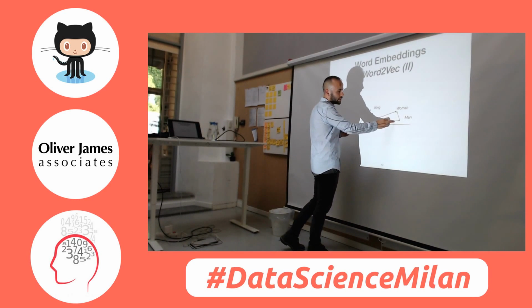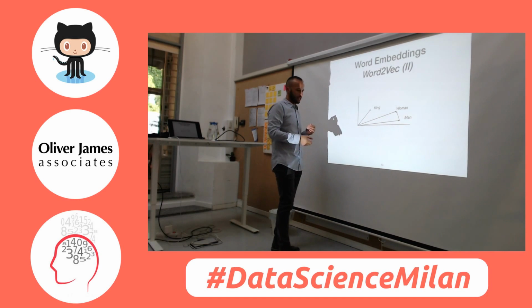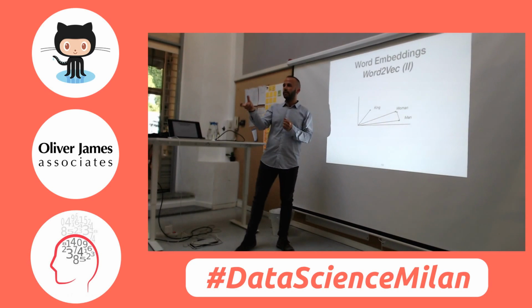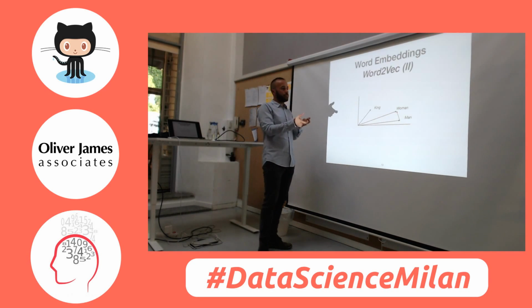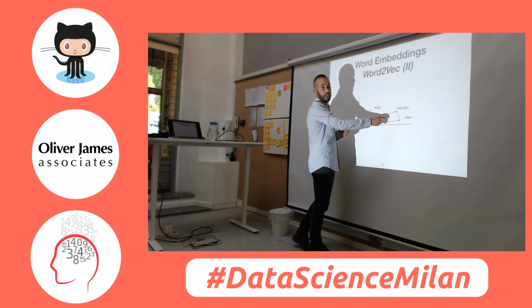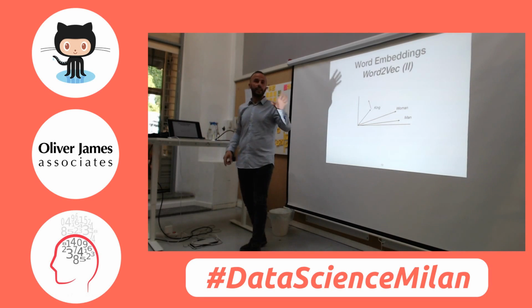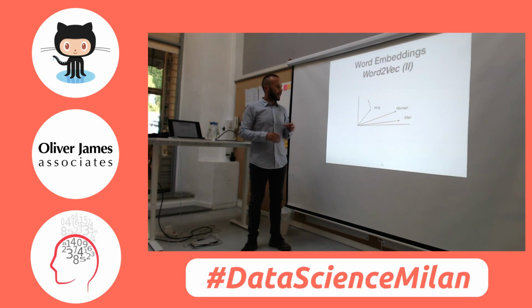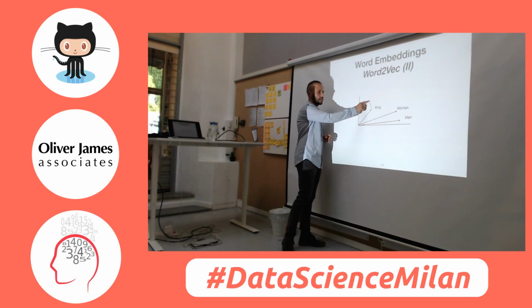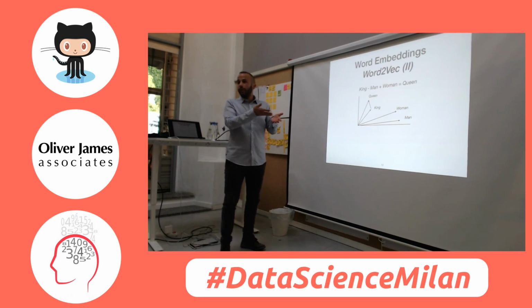What if I take the difference between man and woman? If I take this vector here, and we know that the difference between man and woman is the gender. So we make a hypothesis, and we say, what if this vector is the gender vector in the space? And we try to translate it onto our king vector. And we go and check what's here. We ask Word2Vec, what is here? And ta-da, we have the word queen.